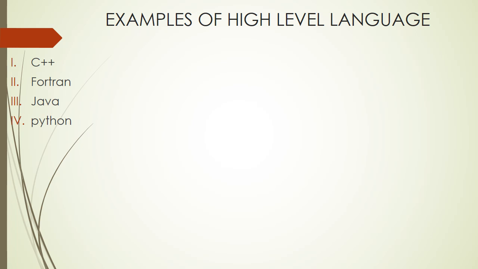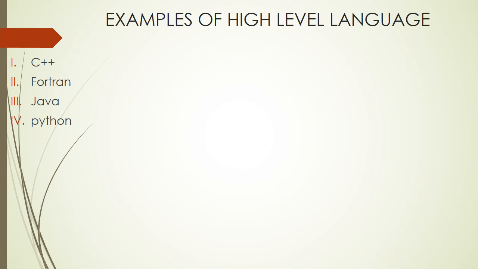So let's take a look at these examples of high-level language. We have C++, Fortran, Java, and Python. With regard to the first one, C++ is a programming language used to create software. It is a high-level language often used for performing critical applications, like applications that are more complex. They are used by C++.